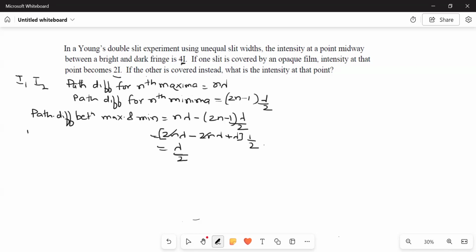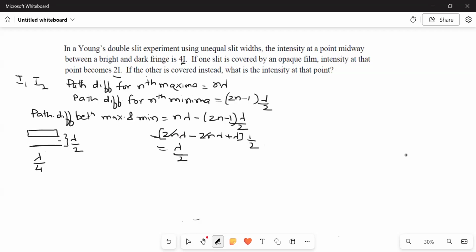So this is the path difference between a maxima and a minima. Suppose this is a maxima and this is a minima. So the path difference between a maxima and a minima is lambda by 2. But our point is midway between the two. So the path difference between a maxima and the midpoint, or the minima and the midpoint, will be just half of it. So the path difference will be lambda by 4.